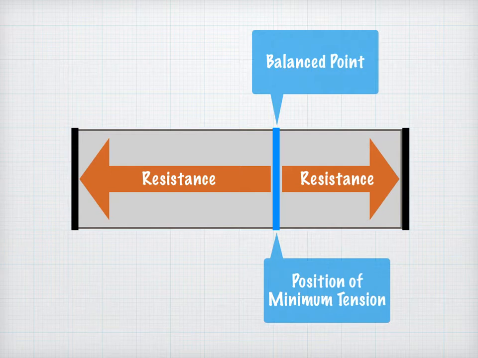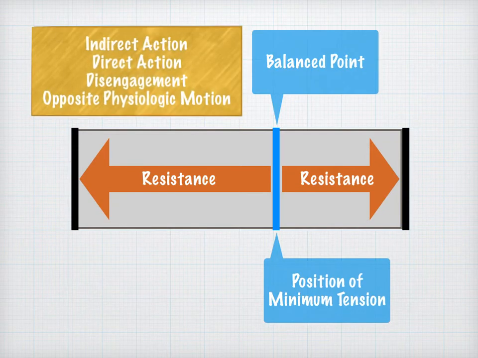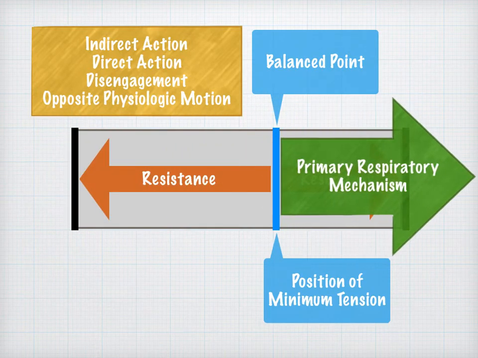Methods for arriving at the balance point may include indirect action, direct action, disengagement, or opposite physiologic motion. This positioning allows the primary respiratory mechanism to move through the involved tissues at maximum efficiency. This leads to resolution of the somatic dysfunction, whether it be articular, dural, or fluid.